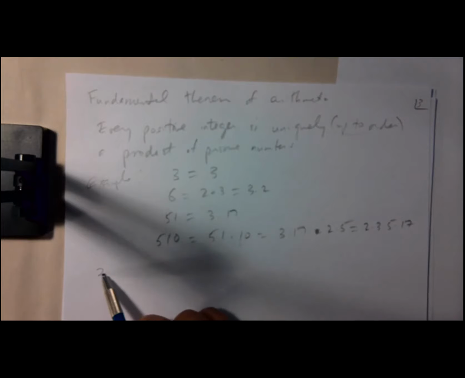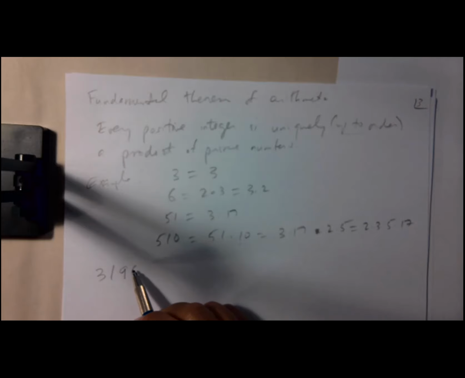Right? I don't know, I'll make up a number, 3,196. No, 95. That's more interesting. How do we factor that? Well, I don't know. I'll give you a chance. Spend a minute and factor it.